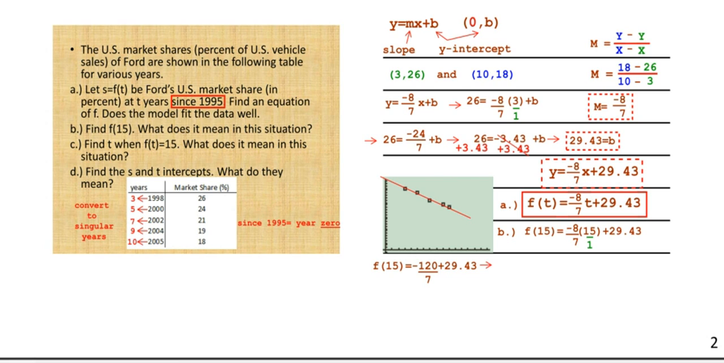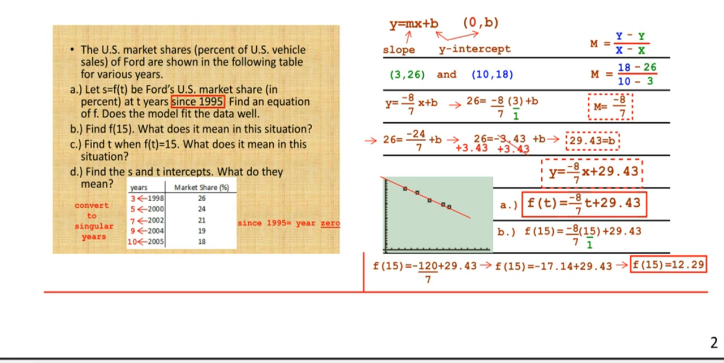And now let's simplify further. Well, decimals would be okay. So negative 120 divided by 7 gives us negative 17.14 for our intermediate value so far. So negative 17.14 plus 29.43 now finally gives us that f at 15 equals 12.29. So 15 years later, for U.S. market shares would be 12.29% roughly.